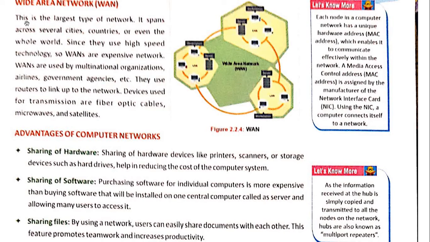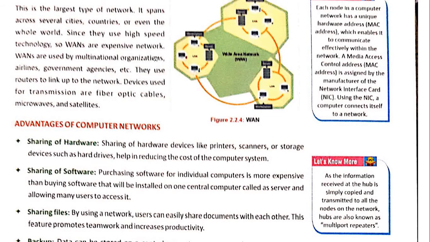You can see the definition; an example of wide area network can be internet. See, this is the largest type of network. It spans across several cities, countries, or even the whole world, since they use high speed technology. So WANs are expensive networks. So it uses a very wide range of network.